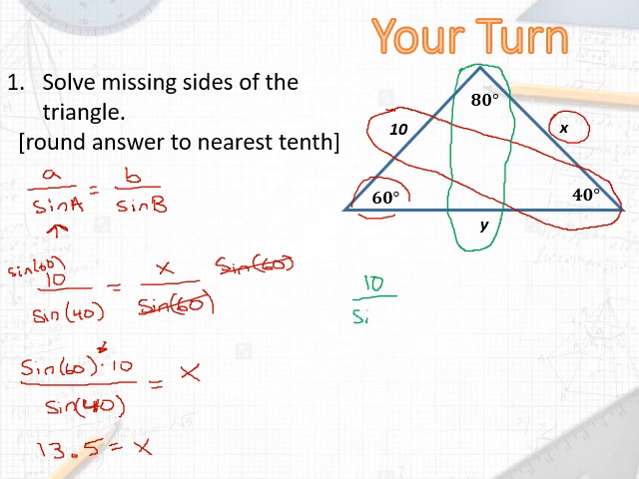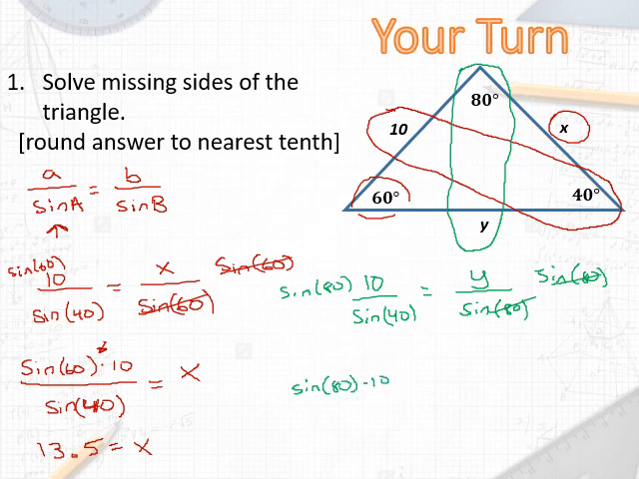10 over sine 40 is going to be equal to y over sine 80. Multiply by sine 80 on both sides. So we get sine 80 times 10 divided by sine 40. So you can see it's pretty repetitive. You just have to set it up correctly and then off you go. So let's take a look at what that is.